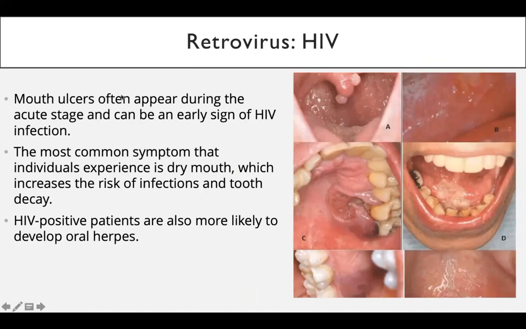So HIV, we have mouth ulcers, often appearing during the acute stage, and they can be early signs of HIV infection. The most common symptom that individuals experience is dry mouth, xerostomia, which increases the risk of infection and tooth decay, because the saliva is not there to protect the oral cavity internally and the teeth. HIV positive patients are also more likely to develop oral herpes.